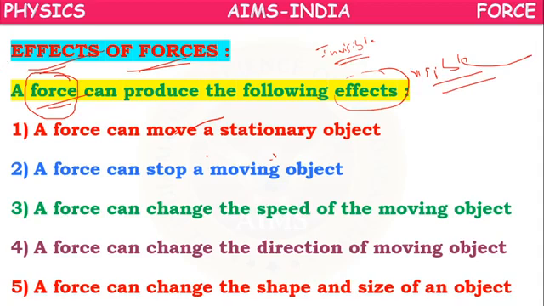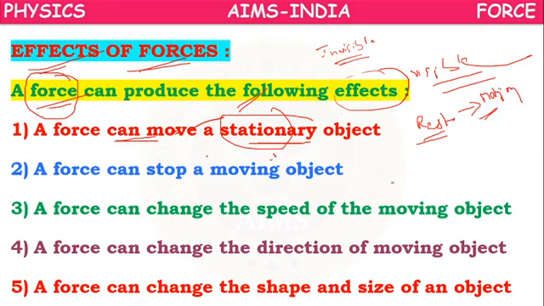A force can produce the following effects. It can move a stationary object. Stationary means the object which is under rest. If the object is under rest, then the force can create motion in that stationary object. A force can stop a moving object.